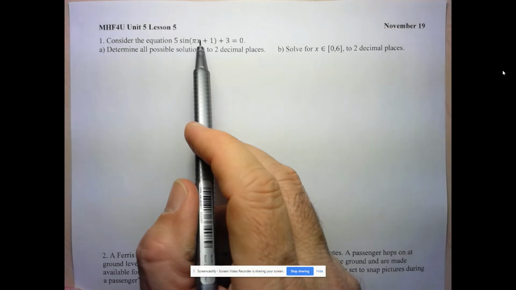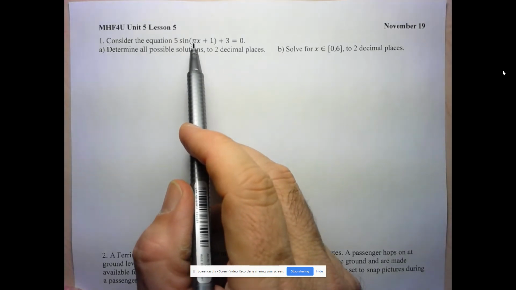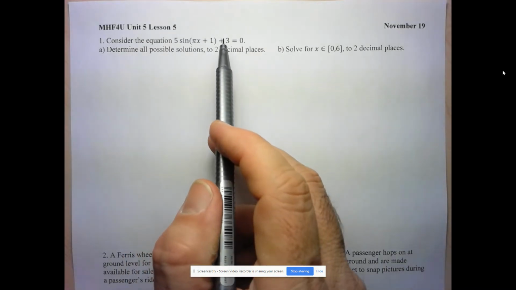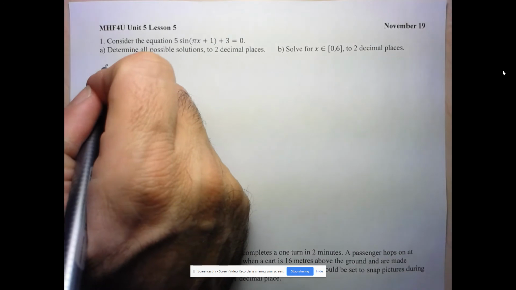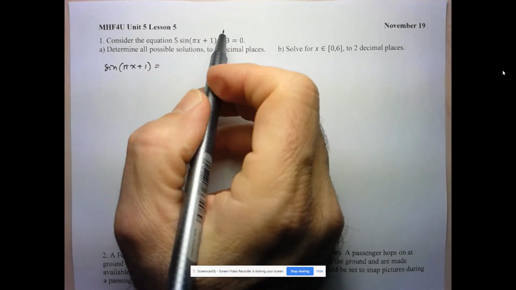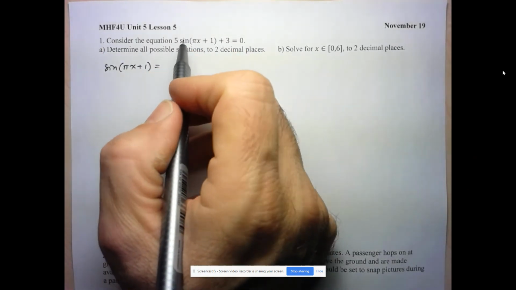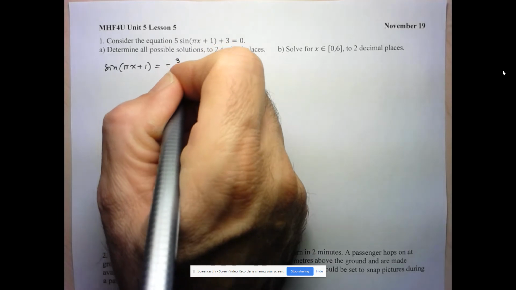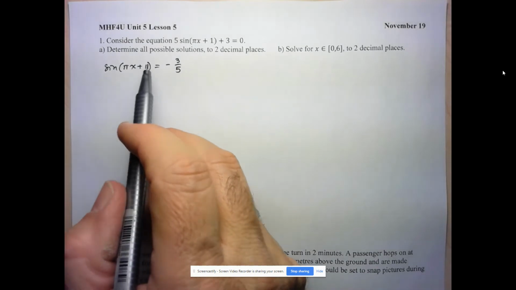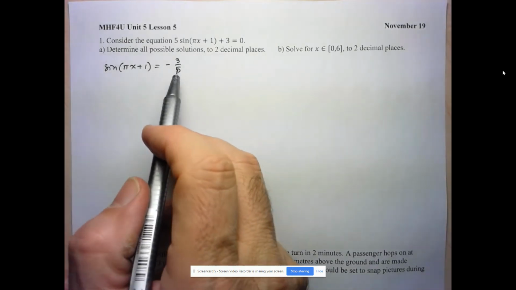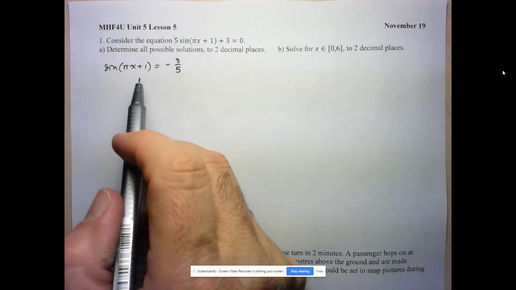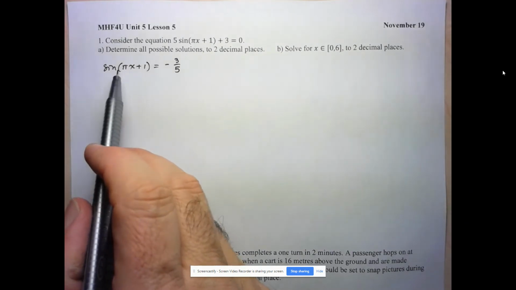Because remember we said last lesson that our goal is to end up with a single trigonometric expression equal to some number. So we can do that easily here by isolating sine of pi x plus 1. Here I'm going to take the 3 to the other side, negative 3, and then divide by 5. So this is negative 3 over 5. And like we said, this is our goal, single trig expression equal to some number, because once we have this scenario, we can do what we did last class. It's just a little more complicated because our input is not just x, it's pi x plus 1.